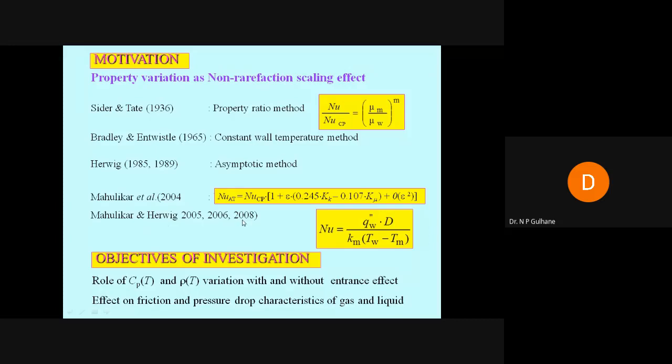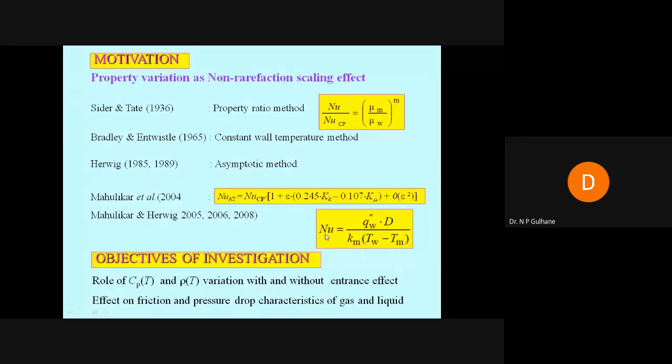In the research carried out by my team with Mulekar sir and Professor Herwig, in 2008 to 2010, we came to know with this new formula, which we derived, that this Nusselt number is the ratio of the heat flux times the diameter of the tube, divided by the mean conductivity of the fluid, not the wall. This is the conductivity of the fluid in brackets, multiplied by the difference of the wall temperature of the tube and the bulk mean temperature of the fluid.